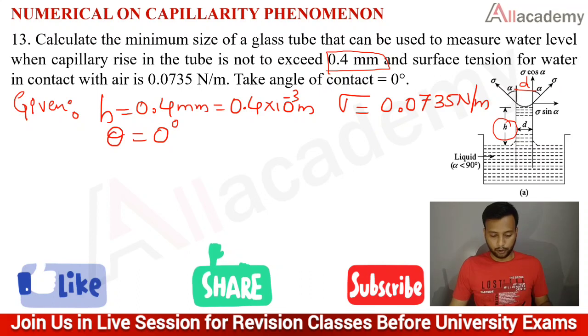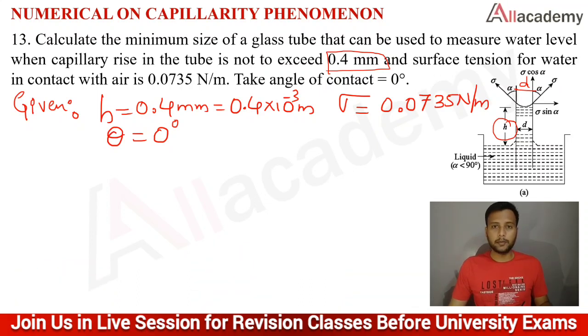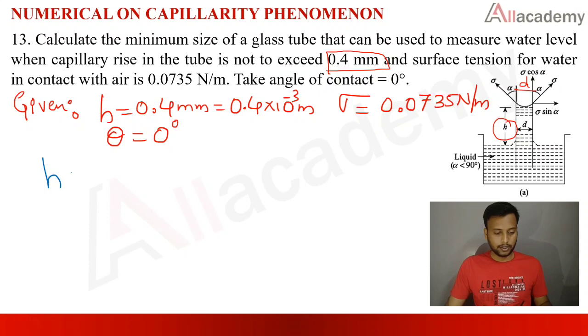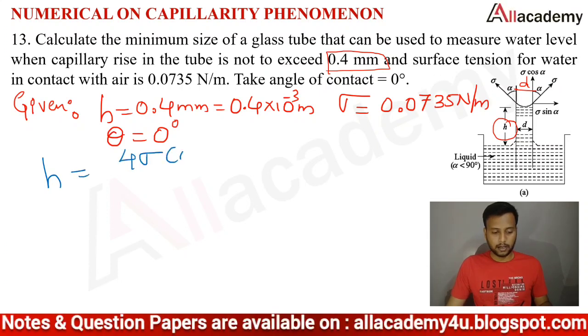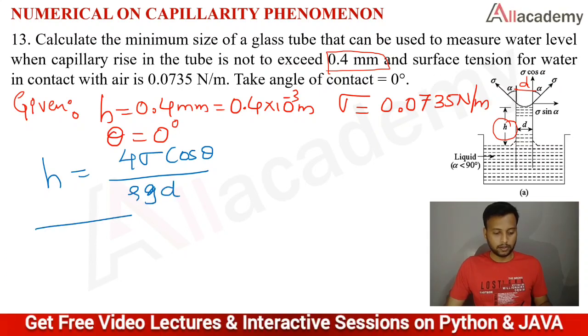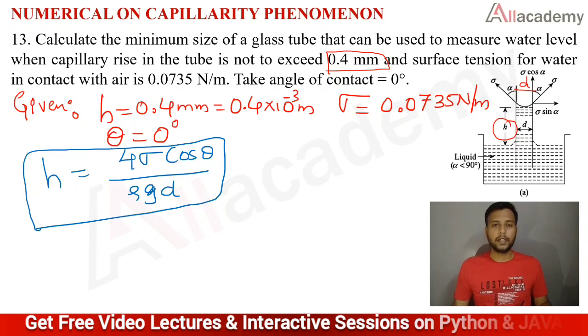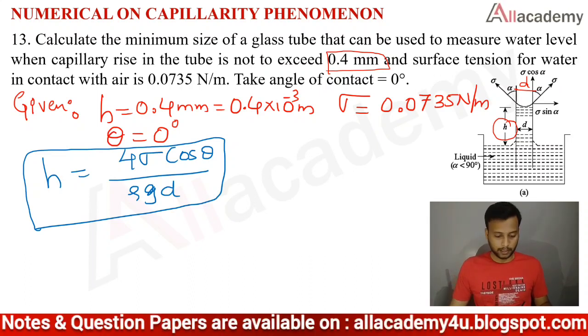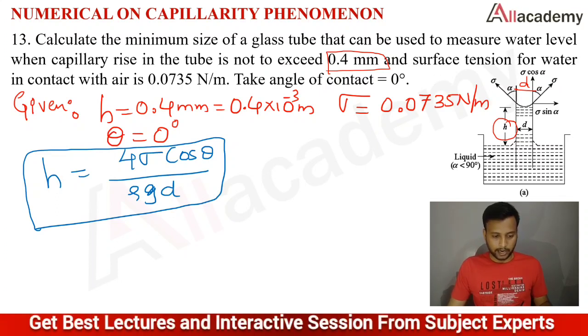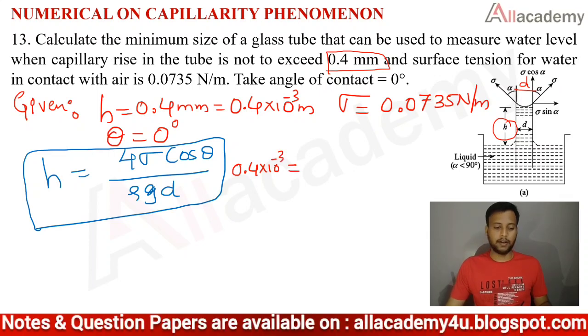Now we already know the formula for the capillary rise or depression, which is given by h equals 4 sigma cos theta divided by rho g d. This is the formula to identify the capillary rise and fall of a liquid in a capillary tube. Let us substitute all the known values. We need to identify the diameter of the tube. The h value is already given, that is 0.4 into 10 raised to minus 3, in terms of meter.